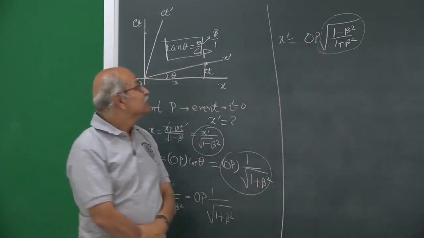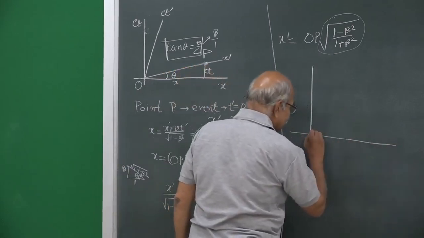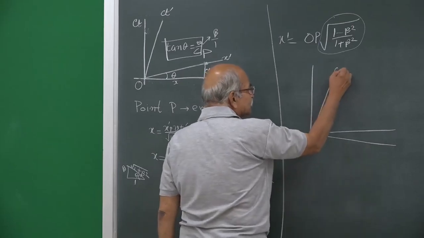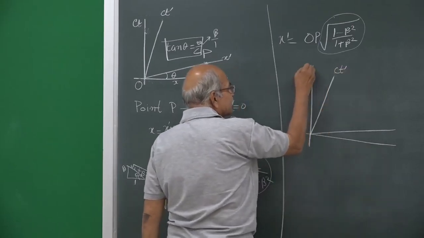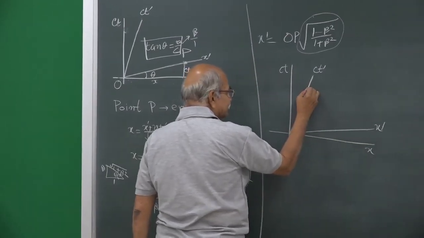And similarly, suppose you consider events for which x prime is 0. This is my CT prime line, this is CT, this is x prime, and suppose I am here.